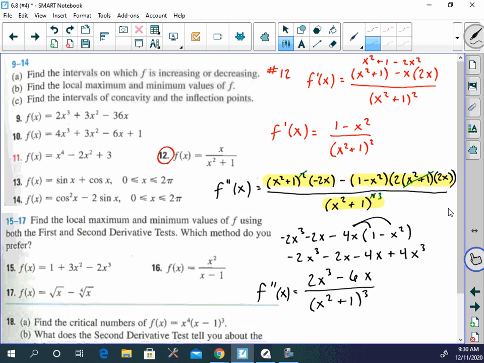So now that we have that, we would take and set it to 0, right? And then you're going to find where the second derivative is positive and where it's negative using the number line. Do you know how to finish it? Okay.